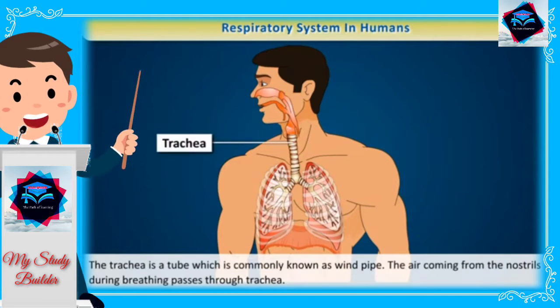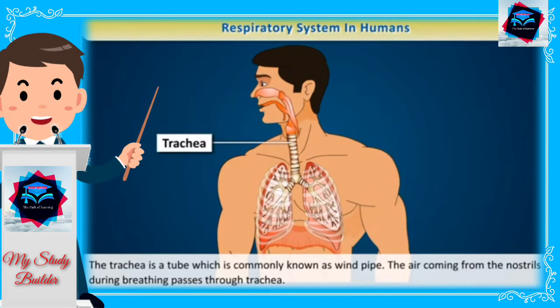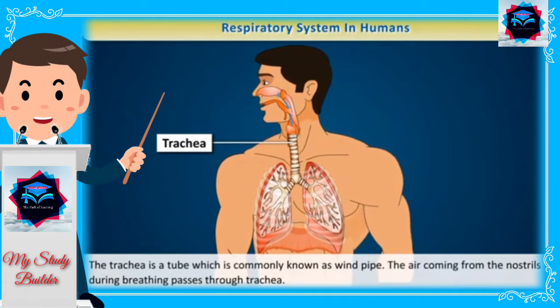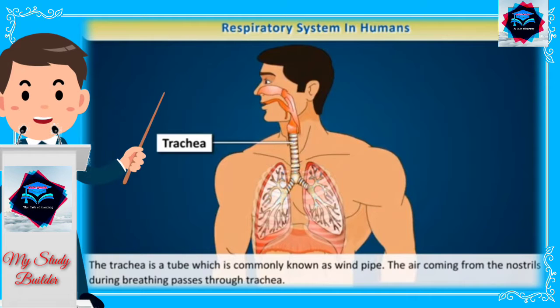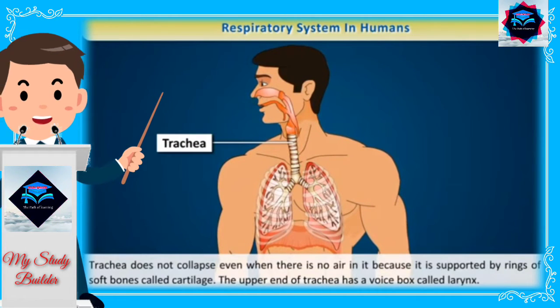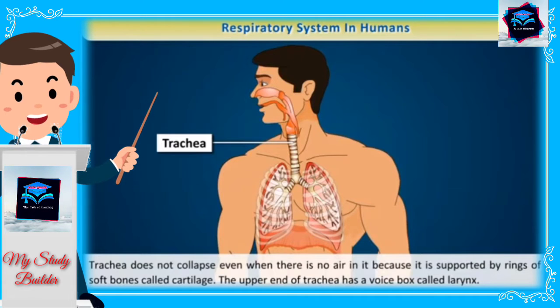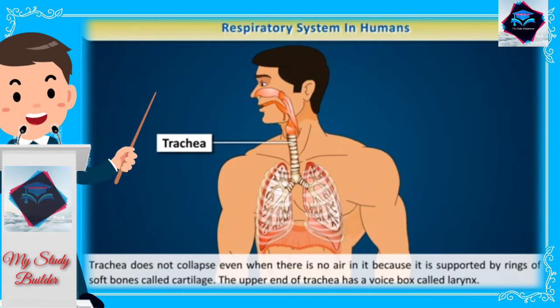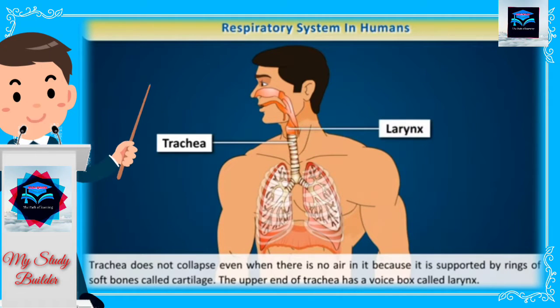The trachea is a tube which is commonly known as windpipe. The air coming from the nostrils during breathing passes through trachea. The trachea does not collapse even when there is no air in it because it is supported by rings of soft bones called cartilage. The upper end of trachea has a voice box called larynx.